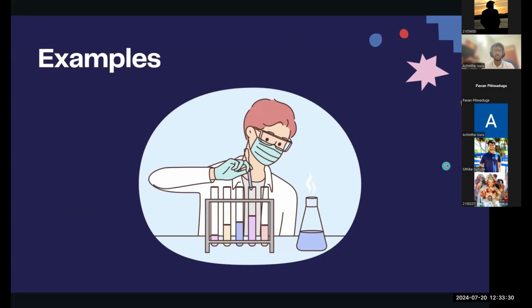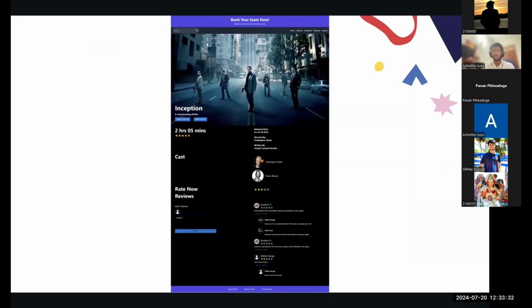So let's take this as an example. In this example, the main purpose of this interface, I think, is to book a ticket to watch this movie, right? Yeah. So do you think this achieves that?